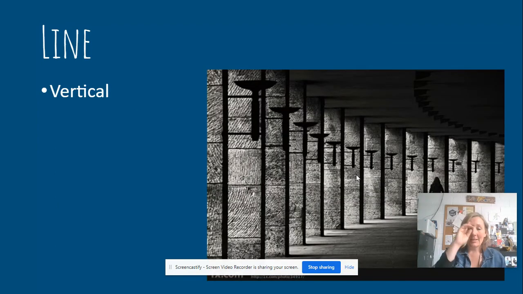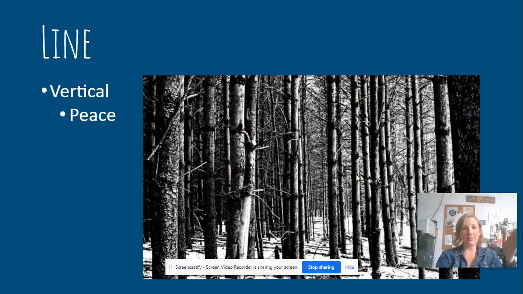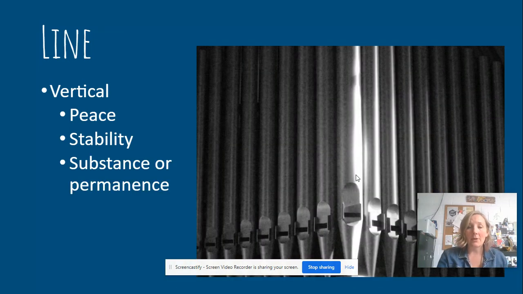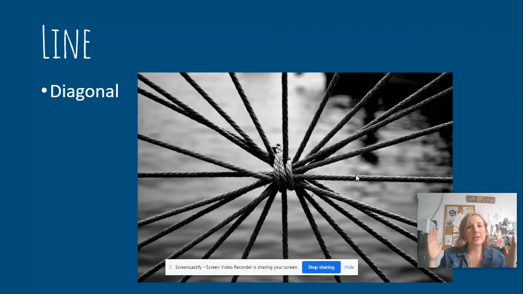Vertical lines. That's your other type of line. Very much straight up and down with our vertical lines. They give us a sense of peace and strength and stability when we see lines going straight up and down. They seem more powerful or have more substance or permanence than our horizontal lines. You can think of tall trees in a forest and things like that.